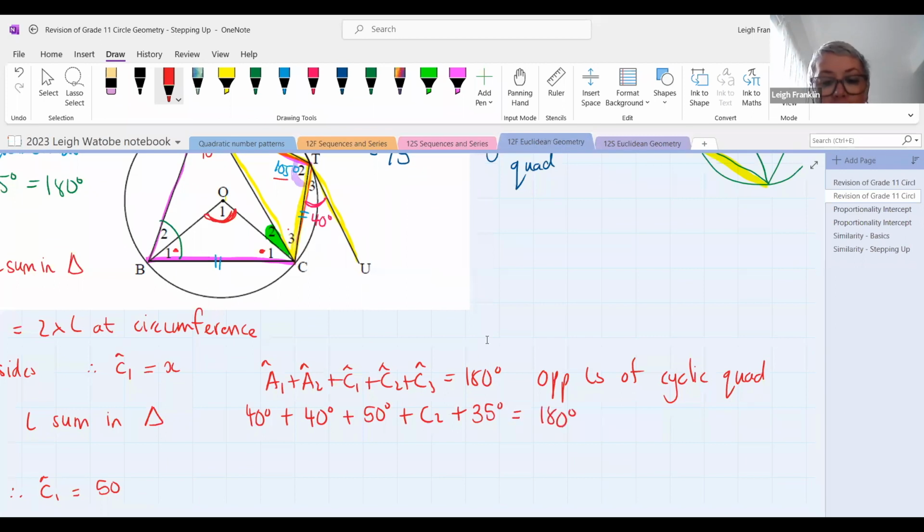Is equal to 180. So that means we can now work out what C2 is by taking 40, 40, 50, and 35 away from 180. I think it's going to end up being really, really small. So yeah, it's going to be 15 degrees, right? Is that what you guys are getting?